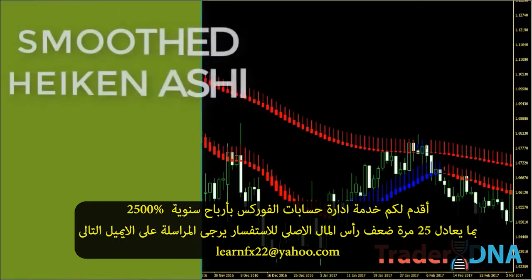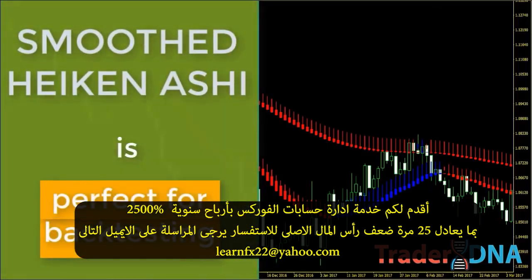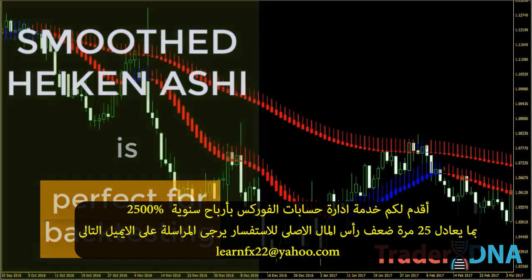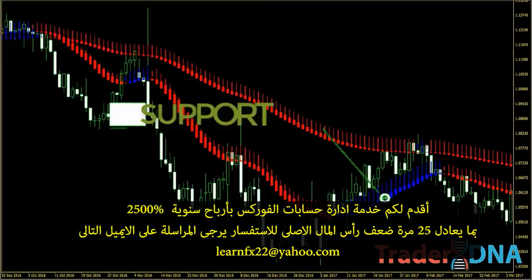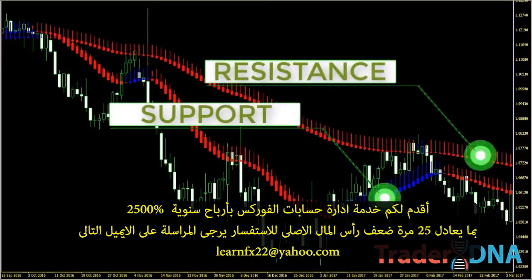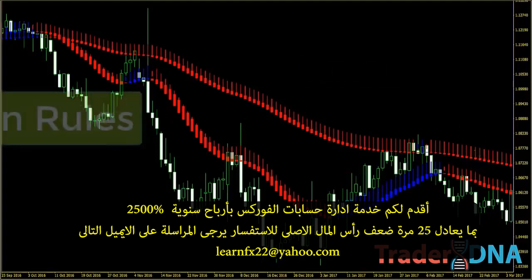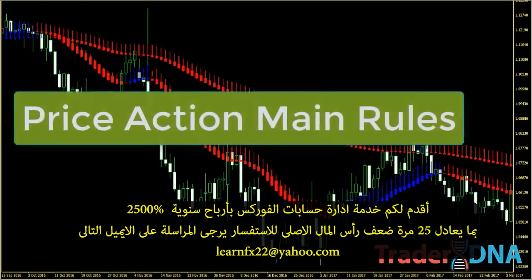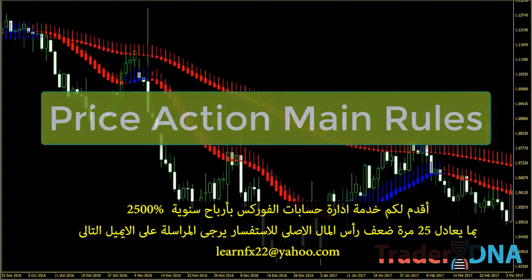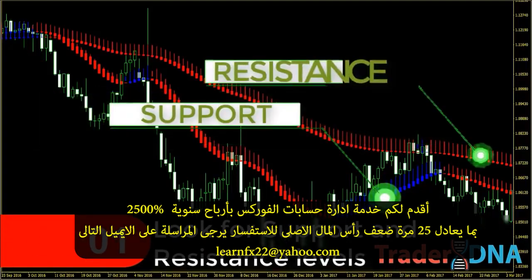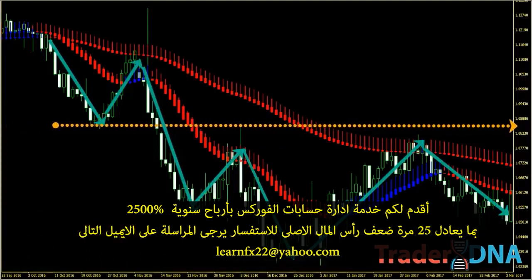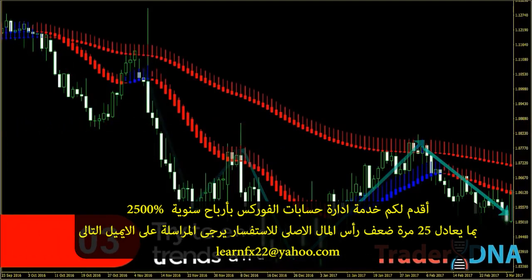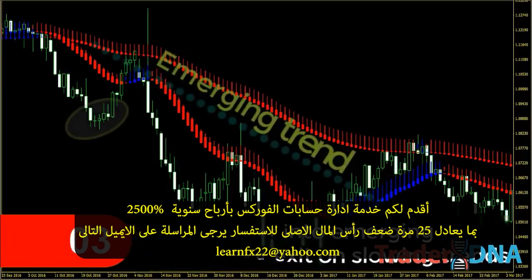Smooth Heikin Ashi indicator is perfect for backtesting to see what signals worked in the past because they are grounded in math. When a smooth Heikin Ashi is not respected as support or resistance after being broken, that is a sign of high volatility in the time frame. Every smooth Heikin Ashi trading strategy should include price action main rules. First, look for support and resistance levels. Second, look for chart patterns for potential breakouts. And third, try to enter into emerging trends and exit on slowing trends.